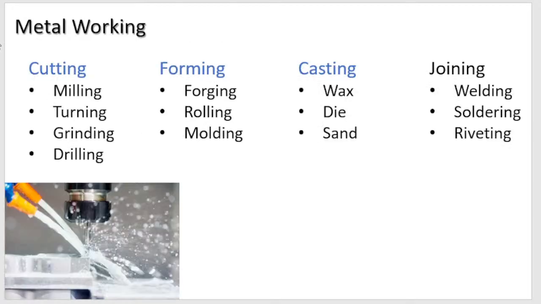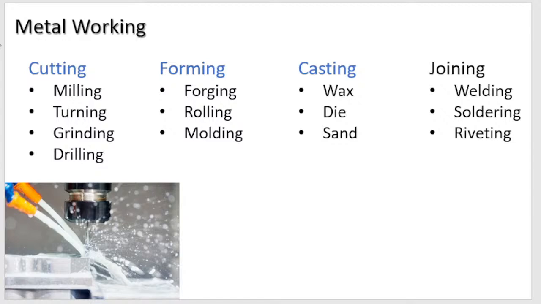For metalworking, the four main categories are cutting, which is milling, turning, grinding, drilling. It's taking a piece of metal and cutting it. You're taking away metal in different ways, where you're cutting it or milling it or grinding it, and you're making a shape of something else. That's cutting.